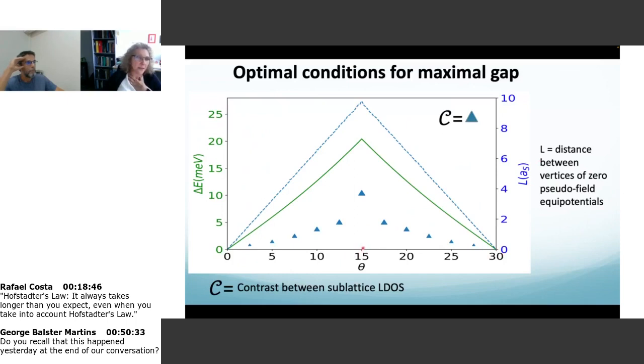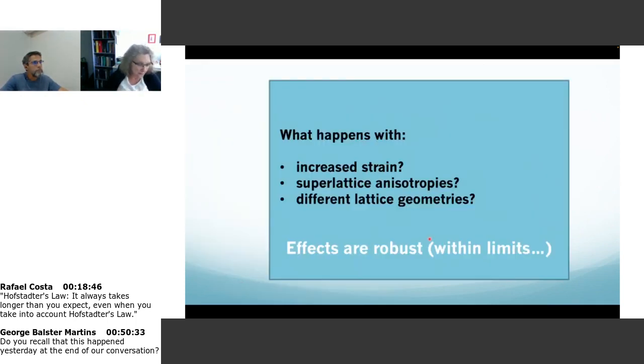And the maximal gap condition also is coincident with the largest distance between the equipotentials, is the magnetic field. That's another thing that can be evaluated to decide when you will have flat bands with maximum gap. And it also coincides with the maximum contrast between the two occupation of the sublattices. So the obvious question is, this is an effect difficult to see. Experimentally, you have to do a transport to identify these phases.